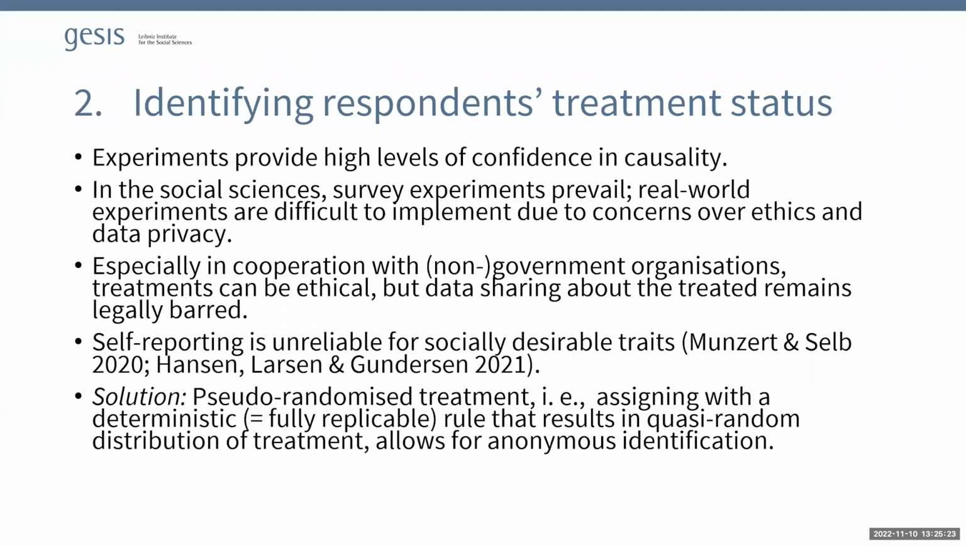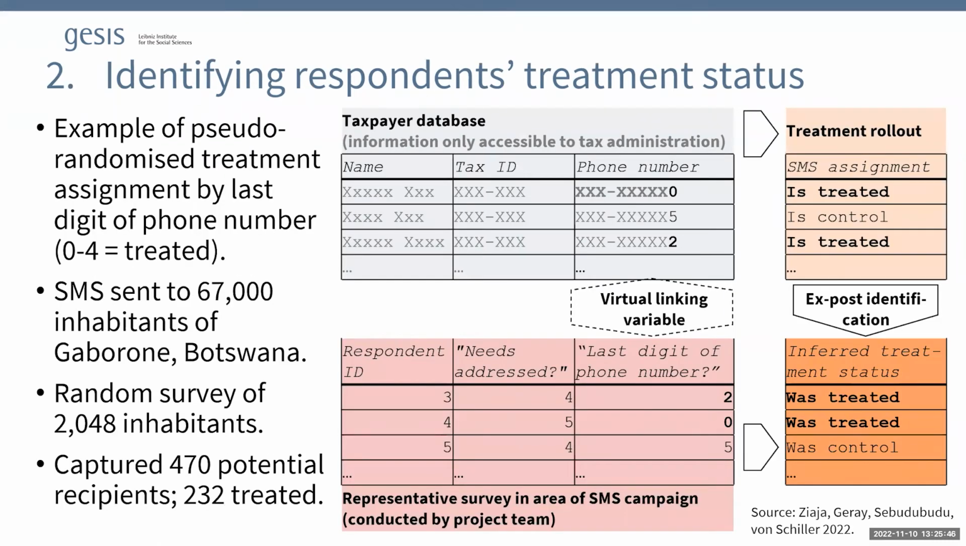So we present here a solution to that, which is a pseudo-randomized assignment of treatment. That means assigning a treatment with a deterministic rule that is thus fully replicable, but that results in quasi-random distribution of treatment. And I will show you an example on the next slide. This is research conducted in Botswana. We cooperated with a tax agency in Botswana to randomly assign a text message advertising electronic filing of tax returns.